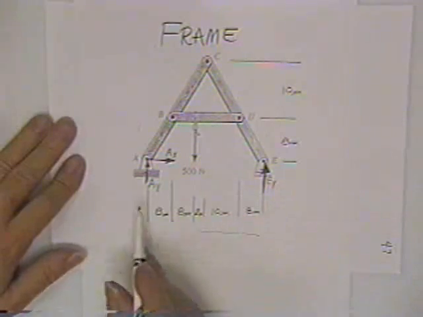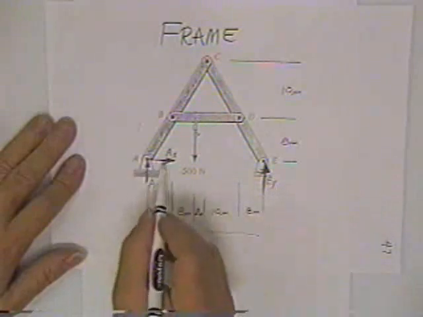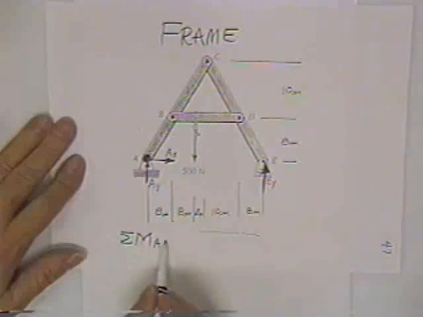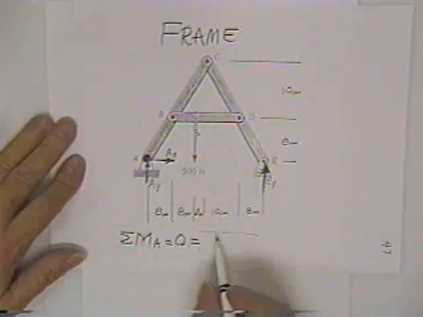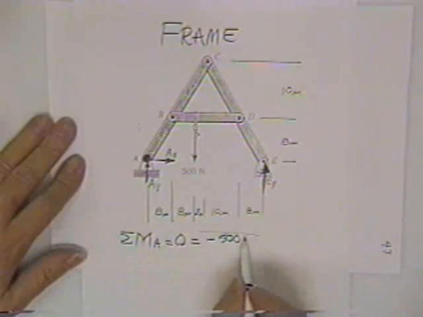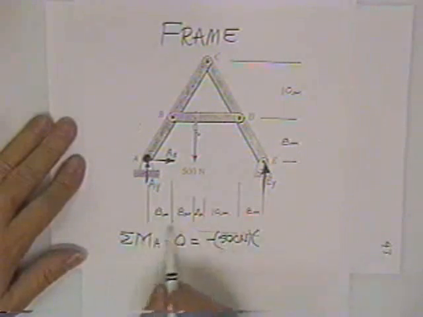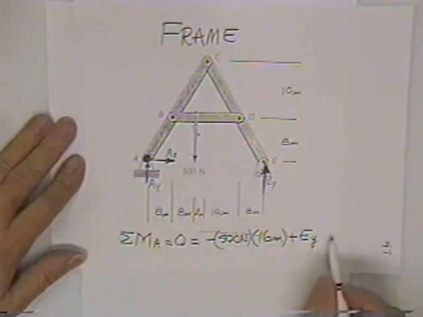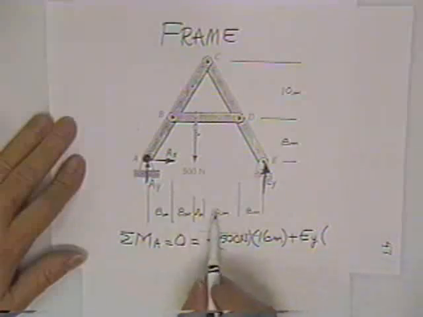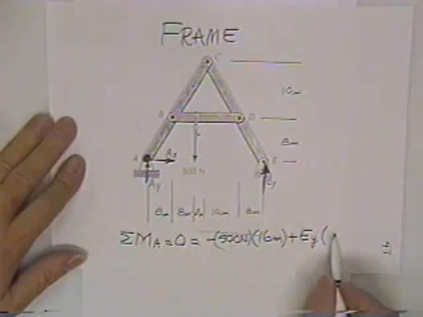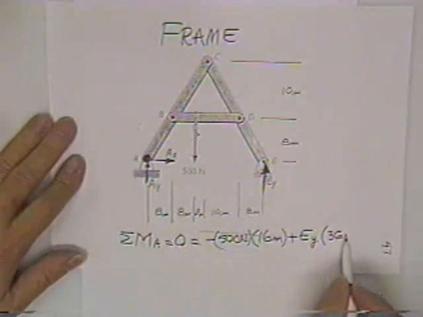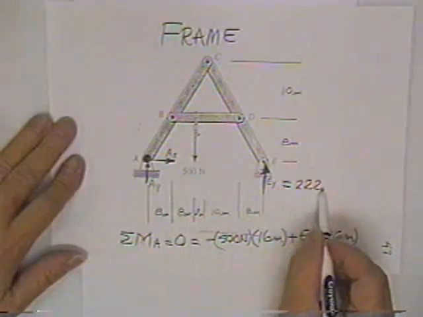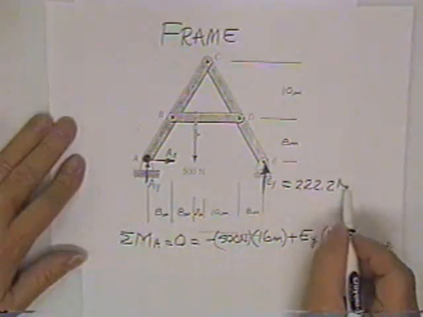In order to solve for that reaction at E, here's two unknowns. I come over here and sum moments about point A. So moments about A equals 0 is equal to minus 500 newtons multiplied times 16 meters plus the EY force times 36 meters. And that'll let me solve for EY. 222.2 newtons.